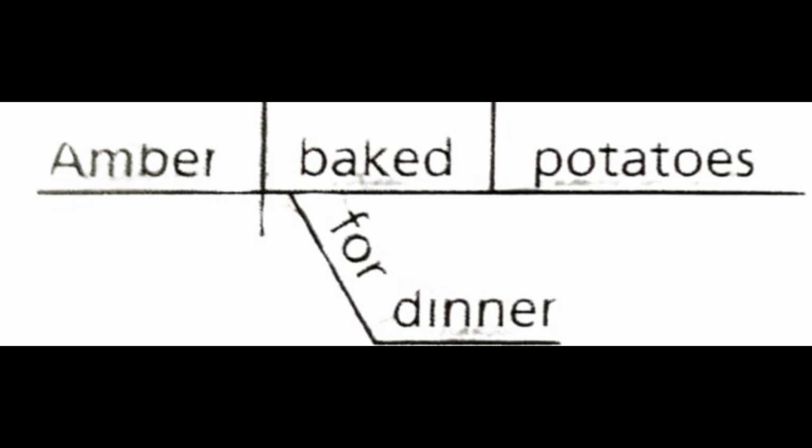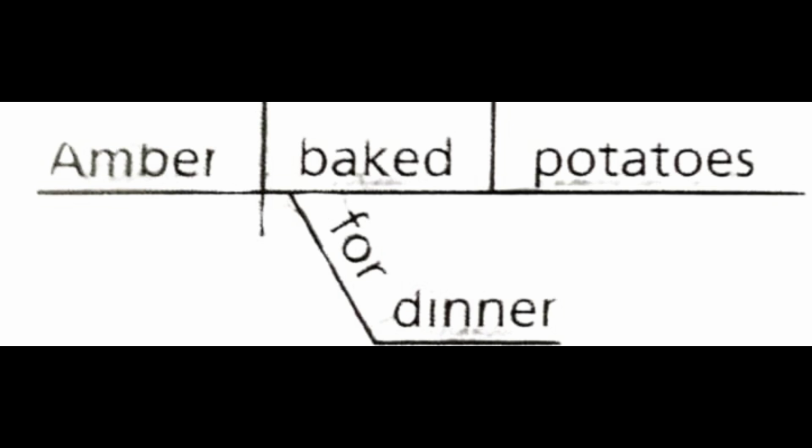So this part of the diagram shows a phrase that modifies the verb baked. So it tells when or for what purpose Amber baked the potatoes.